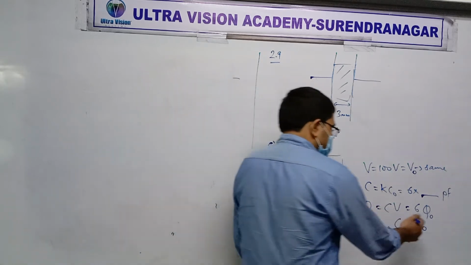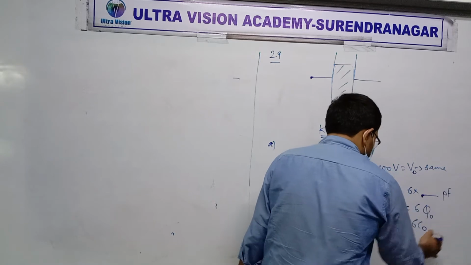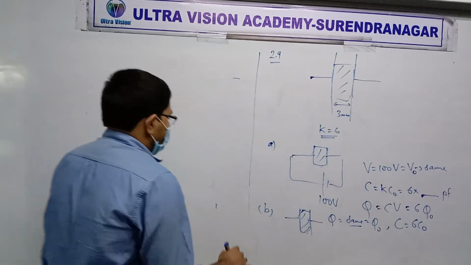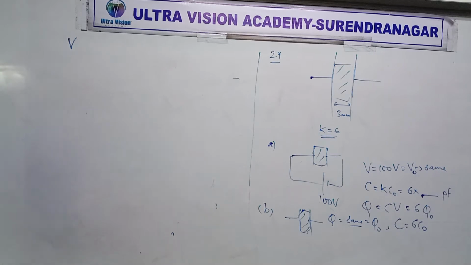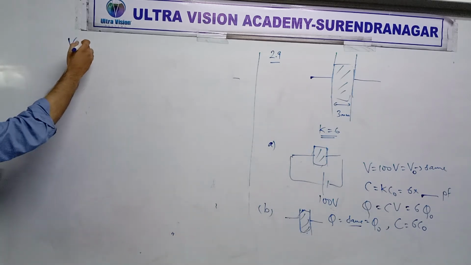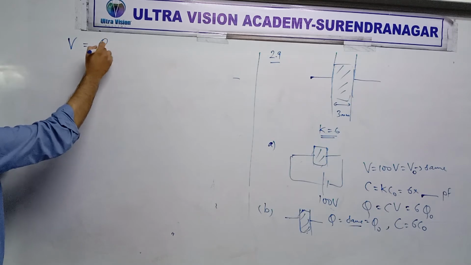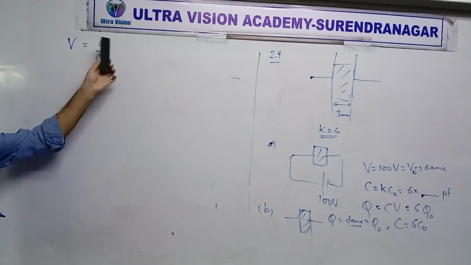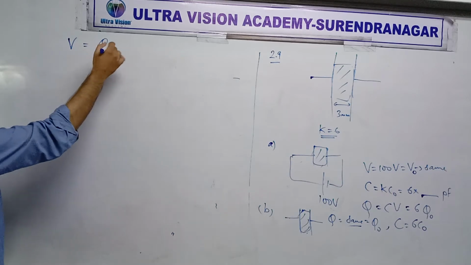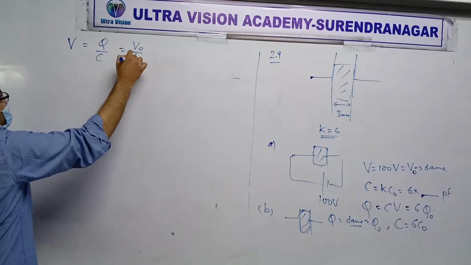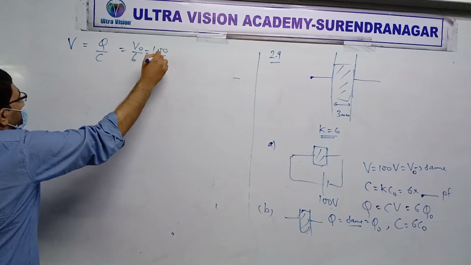Okay, so C will be the same as here, that is 6C0. Then what will happen to the voltage? It will decrease by 6, correct? Absolutely sure? Why decrease by 6? Because V is equal to Q by C, but Q is the same and C is getting multiplied by 6, so V will go down by 6, that is it will be V0 by 6, or 100 by 6.